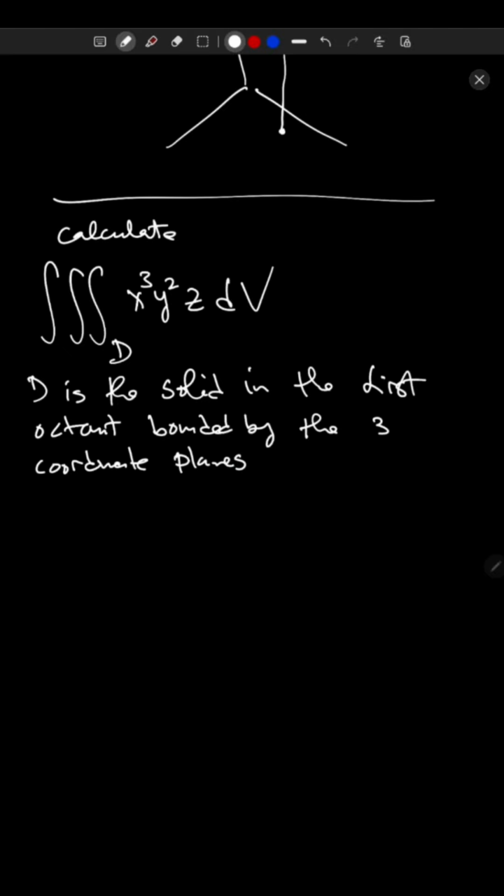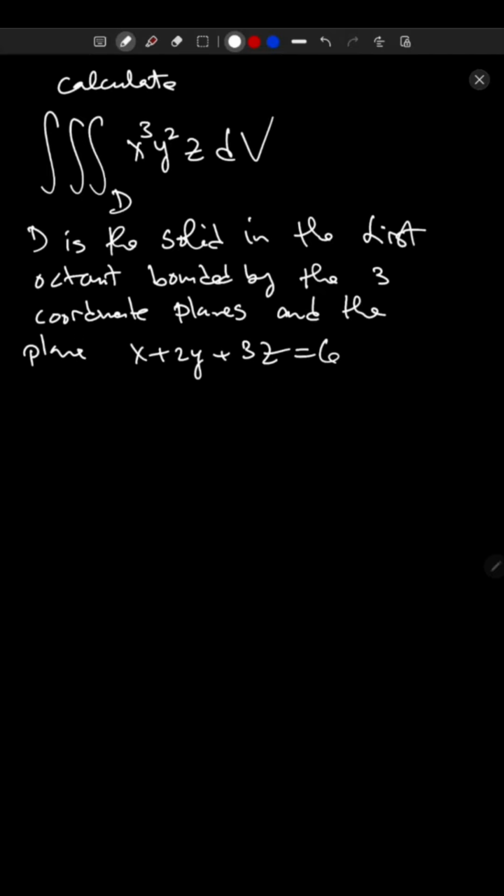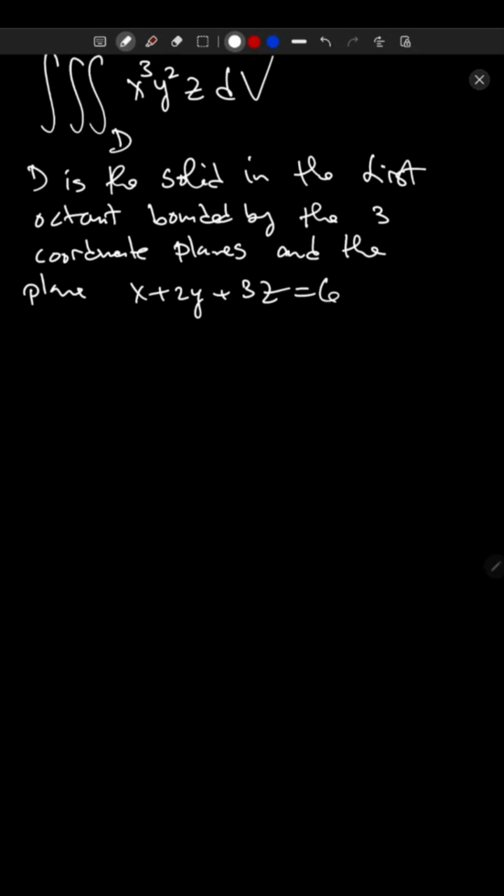So that would be the xy plane, the yz plane, and the xz plane, and the plane x plus 2y plus 3z equals 6.